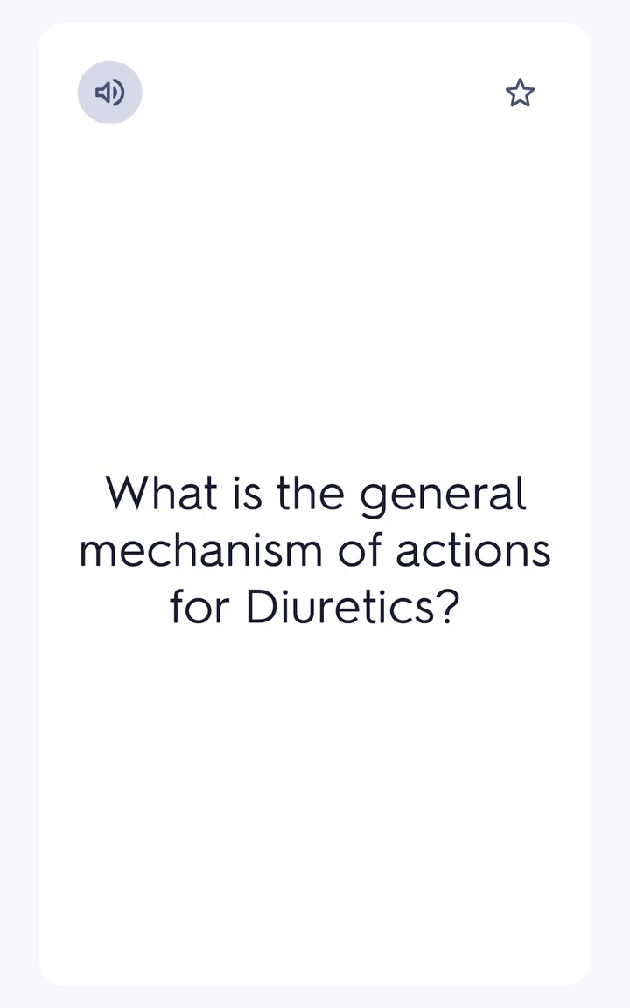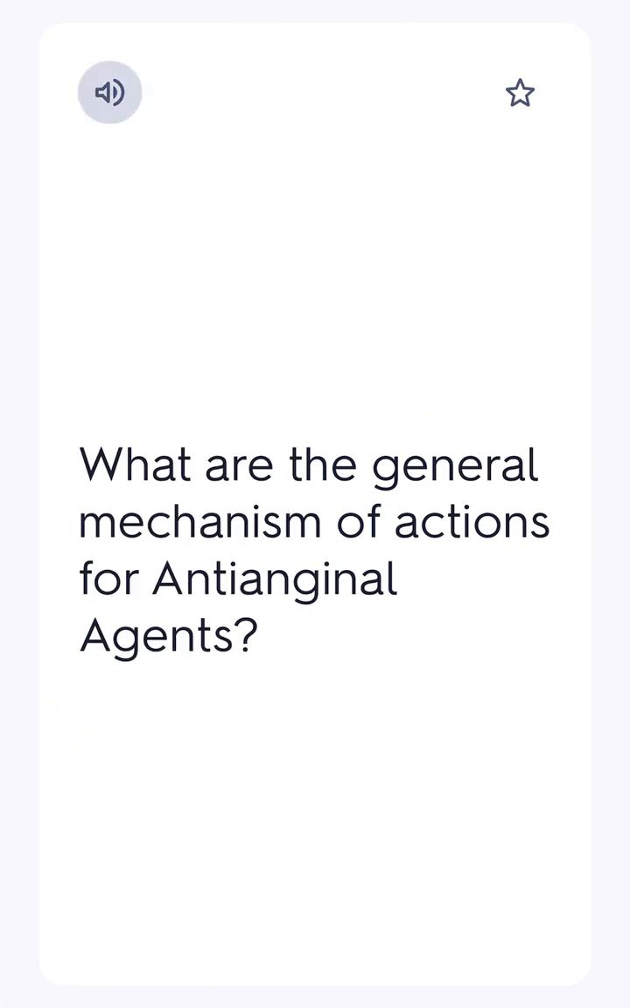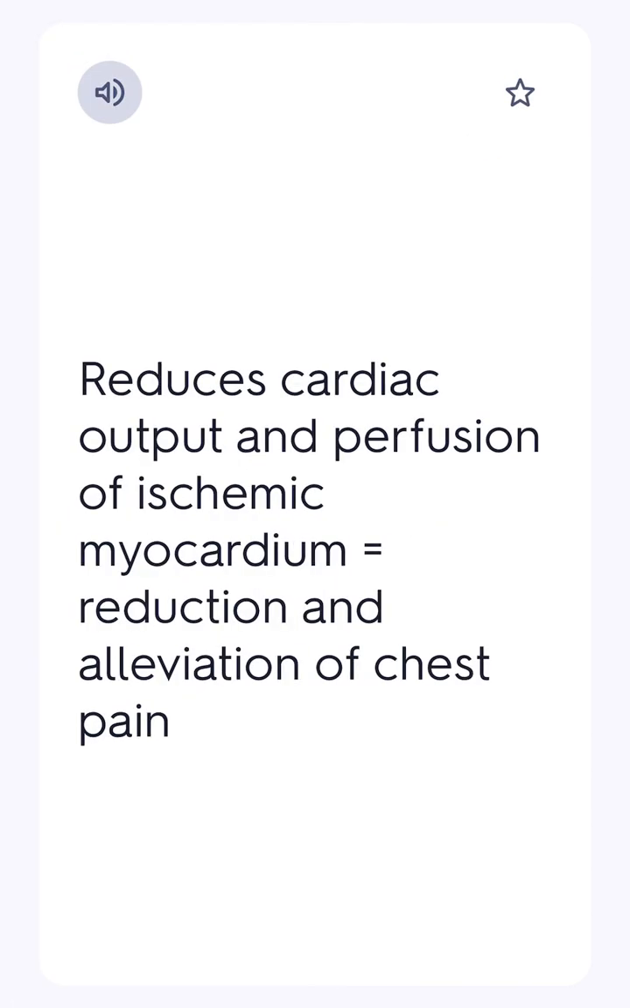What is the general mechanism of action for diuretics? Increases cardiac output, and reduces pulmonary and peripheral edema. They act by diminishing sodium reabsorption at different sites in the nephron, thereby increasing urinary sodium and water losses. What are the general mechanisms of action for antianginal agents? Reduces cardiac output and perfusion of ischemic myocardium, equal reduction and alleviation of chest pain.